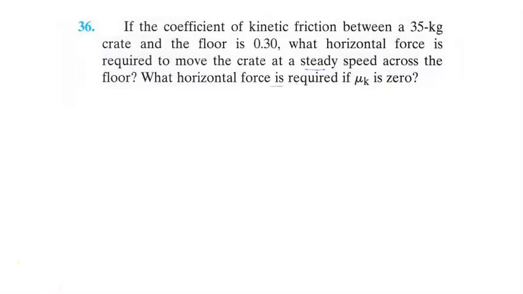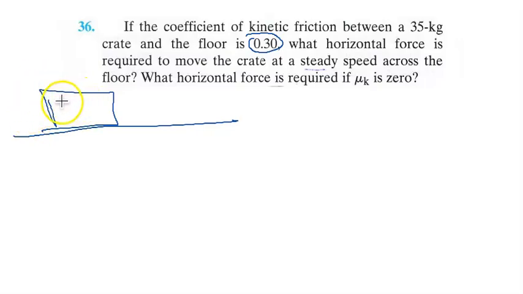All right, so this question says the coefficient of kinetic friction, that's a lot of words, is 0.3. So what that means is it's some measure of the roughness of the surface. So we have a 35 kilogram box, and the mu, which is the symbol for the coefficient of kinetic friction, is kind of like a cursive U, if you learn cursive, is 0.3.